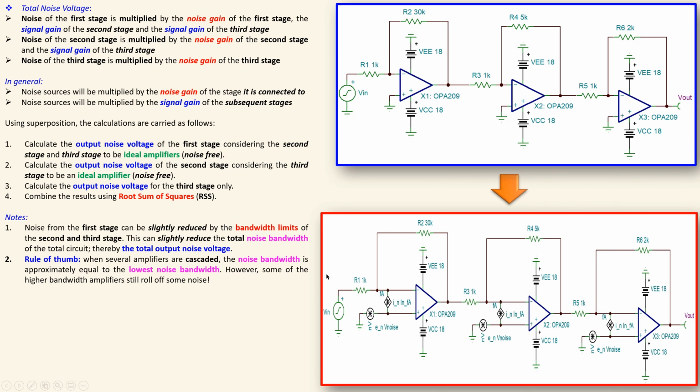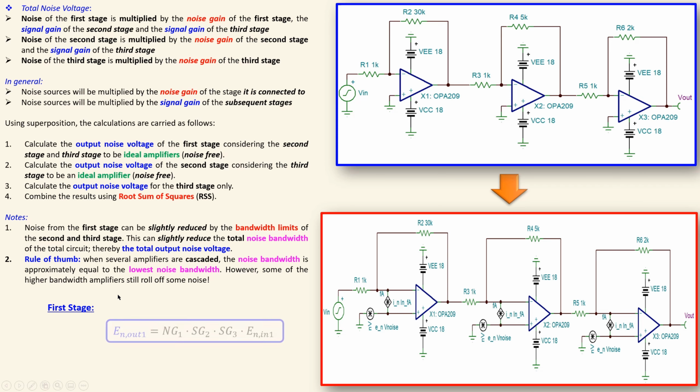Now, for our analysis, we will use a rule: when you have several amplifiers in cascade, the noise bandwidth is approximately equal to the lowest noise bandwidth. That is just a very general rule. Of course, there are some exceptions. However, some of the higher bandwidth amplifiers still roll off some noise, so you need to be careful. This is not an absolute rule, but it will work most of the time.